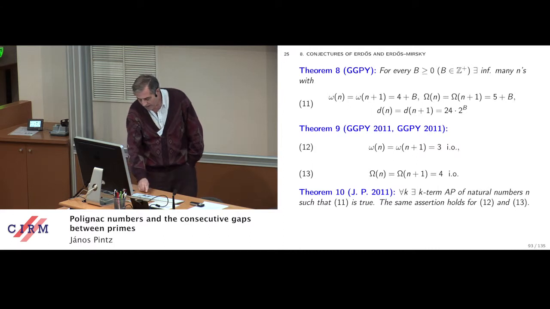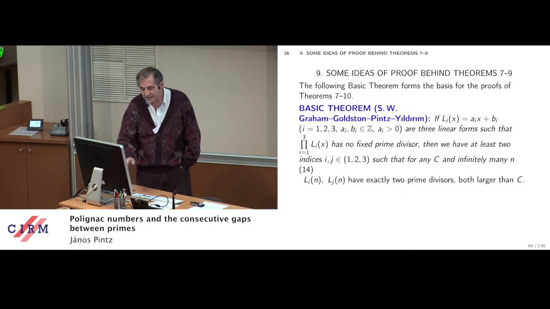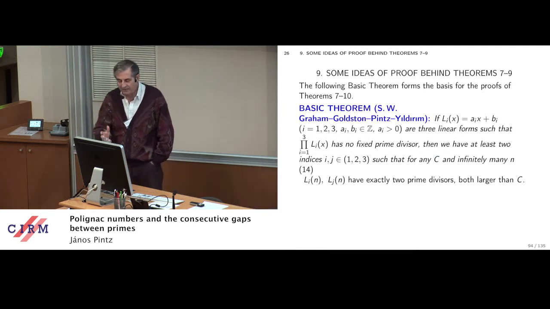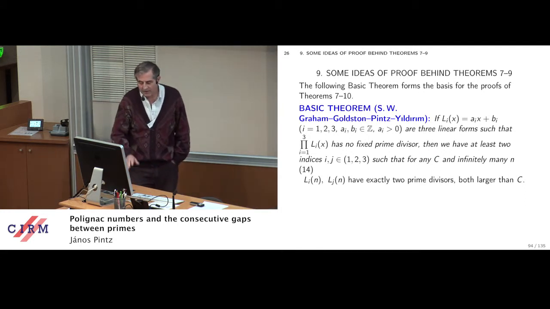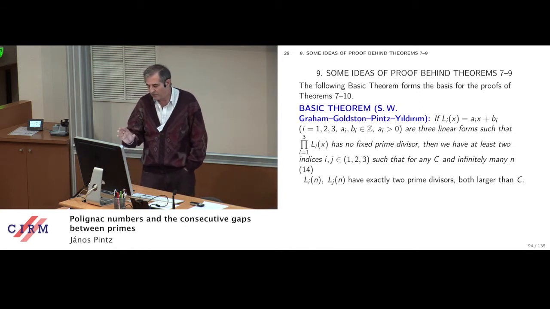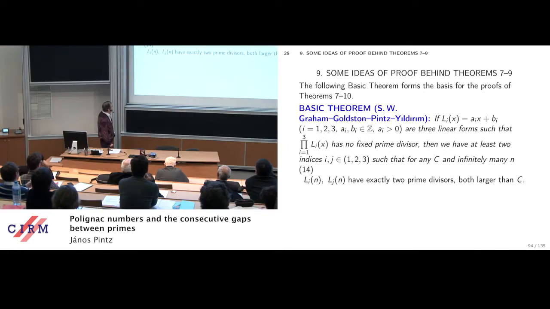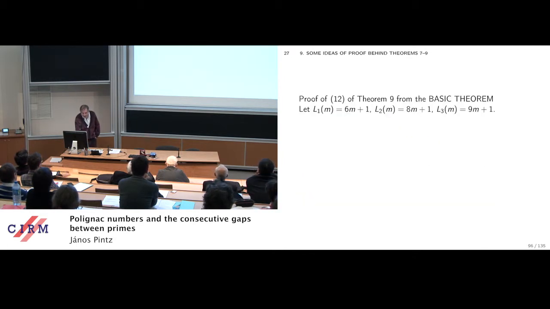And even the proof is very, very simple. It relies on a so-called basic theorem that if I consider some 3 linear forms without fixed prime divisors, and I give a constant c, then for infinitely many values of n, we have at least 2 of these linear forms which have exactly 2 prime divisors, both larger than c.